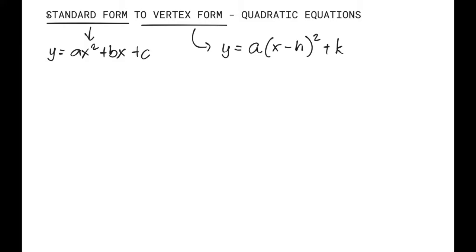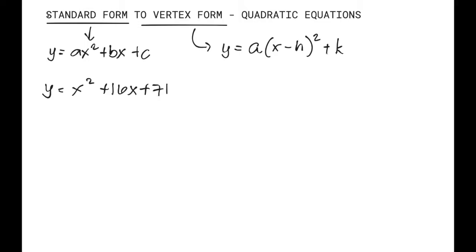In today's lesson, we are going to convert quadratic equations from standard form to vertex form. To recall, the standard form of a quadratic equation is y equals ax squared plus bx plus c. And the vertex form is y equals a times the quantity x minus h squared plus k. Let's take the example of y equals x squared plus 16x plus 71.